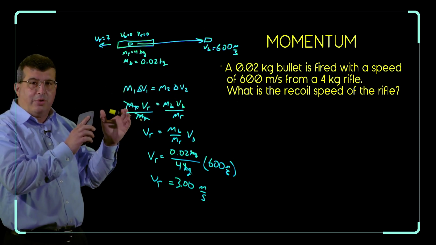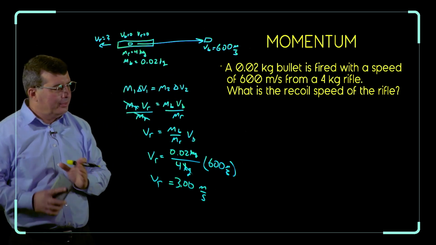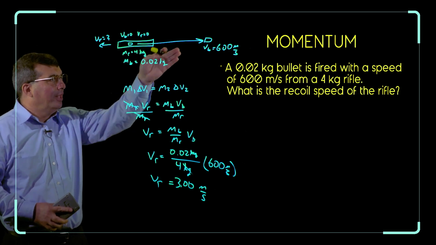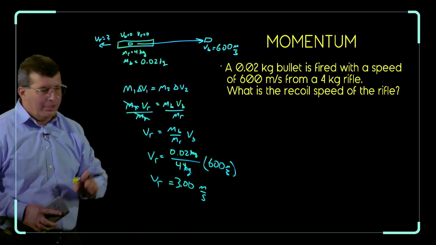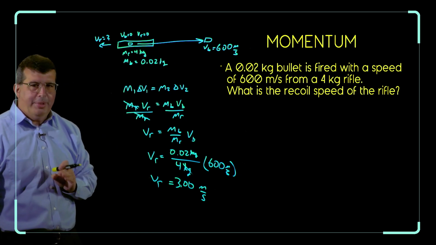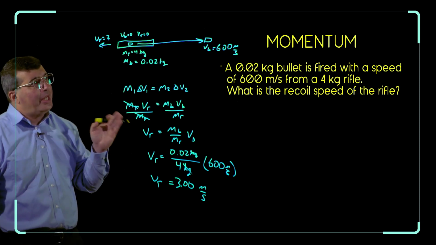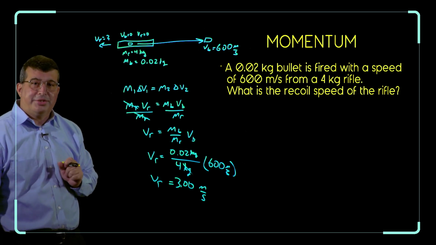So the bullet has a small mass but a very high speed. The rifle has a large mass and small speed. And specifically, the bullet has a speed of 600 meters per second. The rifle has a speed of 3 meters per second. And that is an application of conservation of momentum.